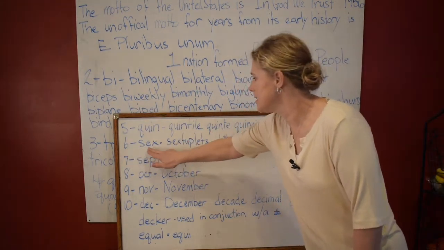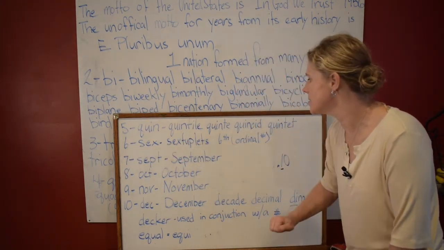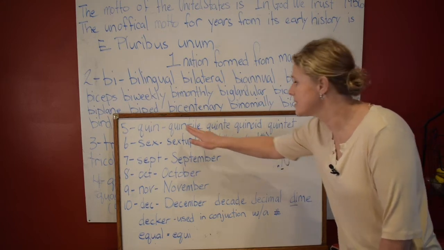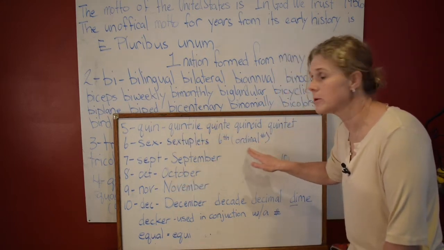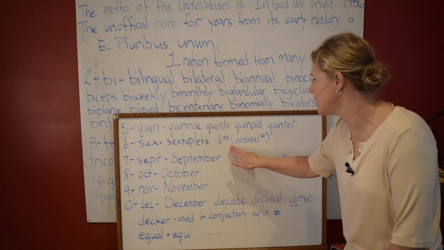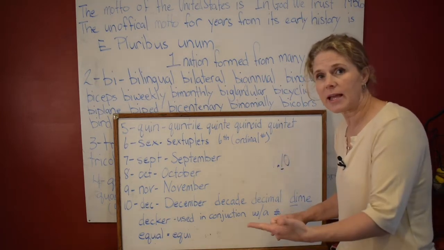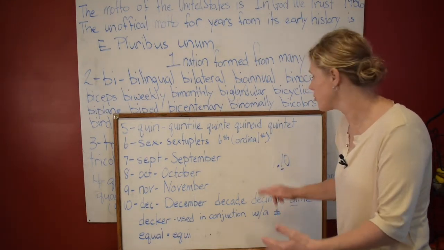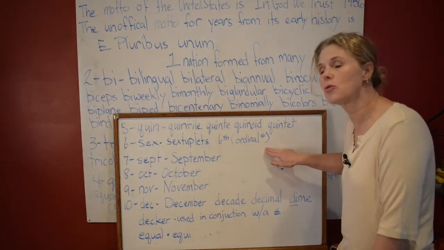So 6 means sex, like sextuplets. Also, these can sit in ordinal numbers like the 6th baby, 1st, 2nd, 3rd, 4th. When you talk like that, those are ordinal numbers.